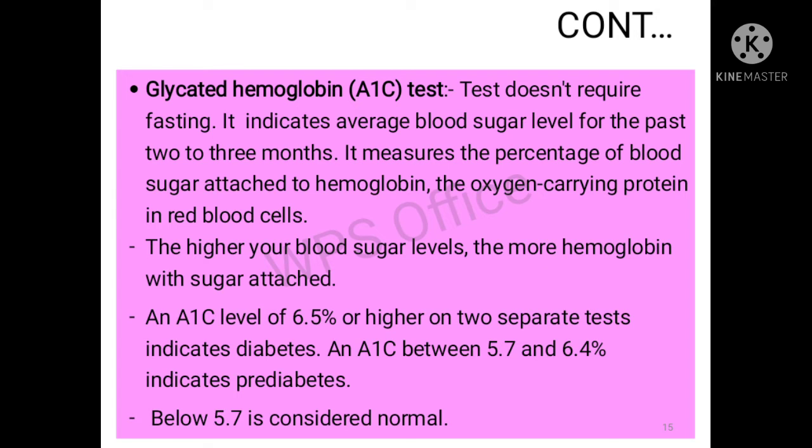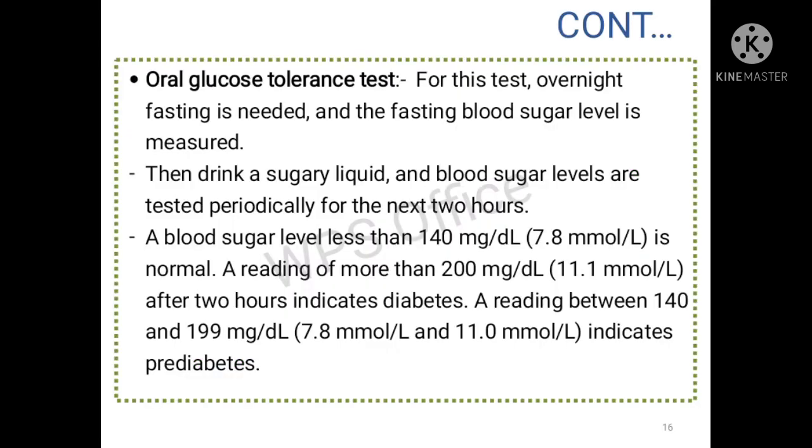Okay. So if the person's hemoglobin has been attached with glucose for the past 2 to 3 months, it indicates that the person has diabetes. An HbA1c level of 6.5% or higher on 2 separate tests indicates diabetes. An A1c between 5.7 and 6.4% indicates pre-diabetes, and below 5.7 is considered normal.